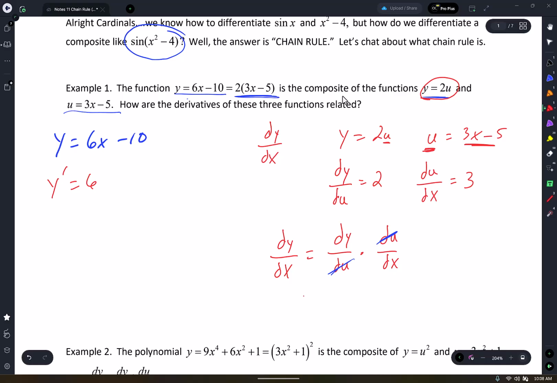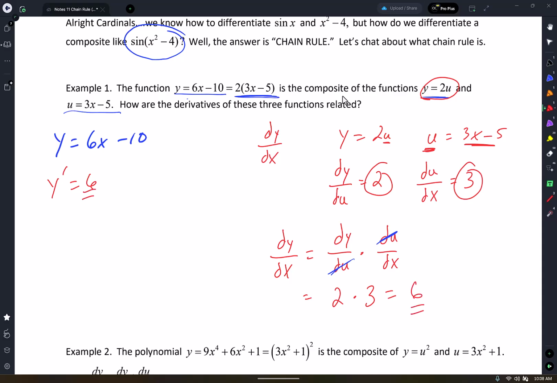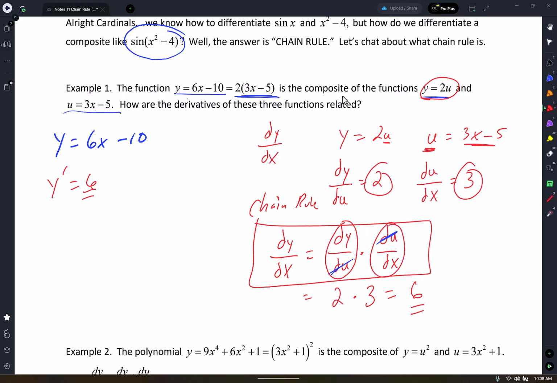So dy du was 2, du dx was 3, and OMG, are you shocked that I got the same thing that I did over there? No, because that's what we know. So now that you guys know that, this right here is the chain rule by definition. The dy du is kind of like the derivative of the outside, and the du dx is like the derivative of the inside, because that's like your argument. So that's what you're going to start saying: derivative of the outside, leave the inside alone, times derivative of the inside. But don't worry, we're going to practice a whole bunch.